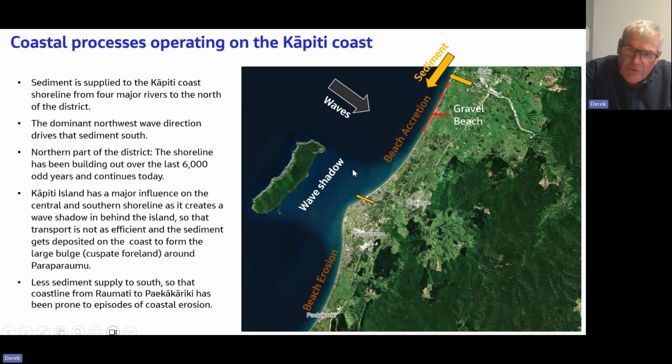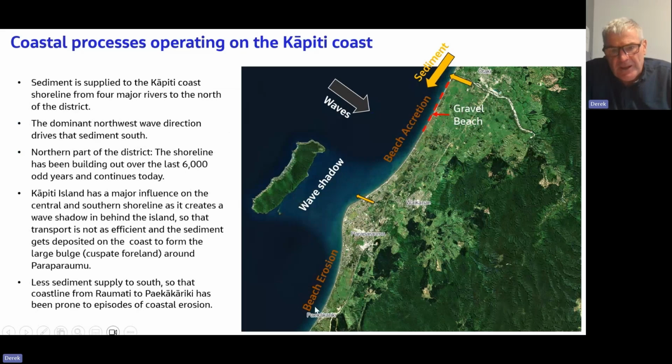But as we get down towards Kāpiti Island, we get in this wave shadow behind the island, and the material starts to get deposited at a greater rate, and we end up with this cuspate foreland around here, around Paraparaumu. So the shoreline has gone out further because there is not the same wave energy to drive it further south. And as a result, we've ended up with beach erosion and very large storm events which occur.